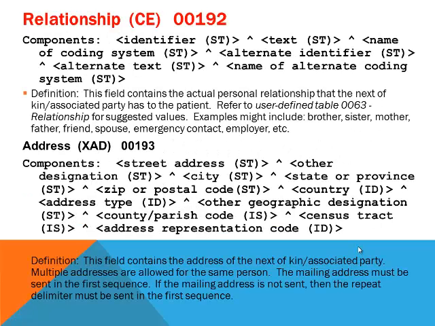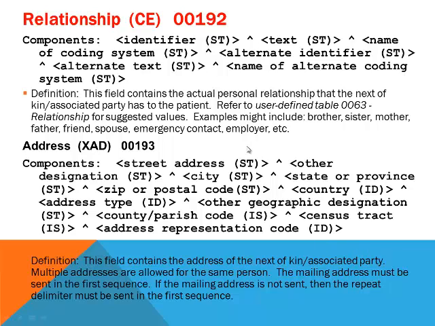The relationship is one important field in the NK1. Okay. In fact, this field contains the actual personal relationship that the next of kin associated party has to the patient. In table 0063, they provide some values for the relationship. These examples include brother, sister, mother, father, and so on.